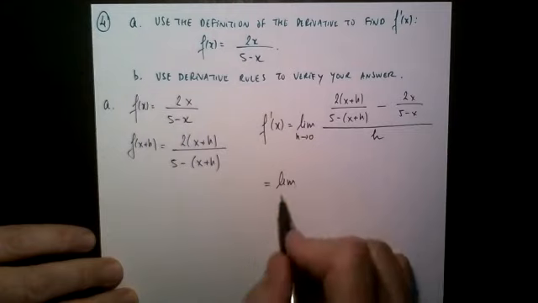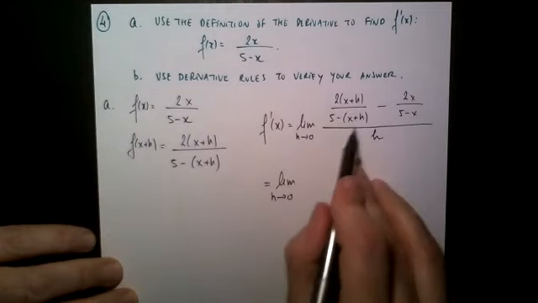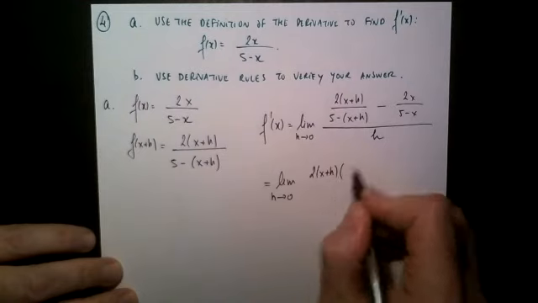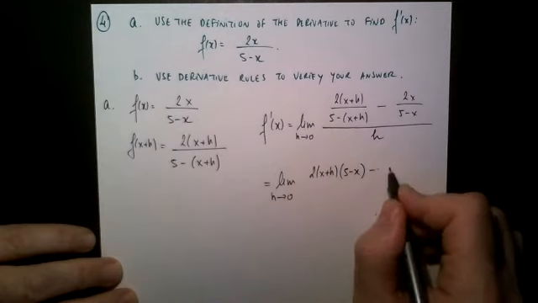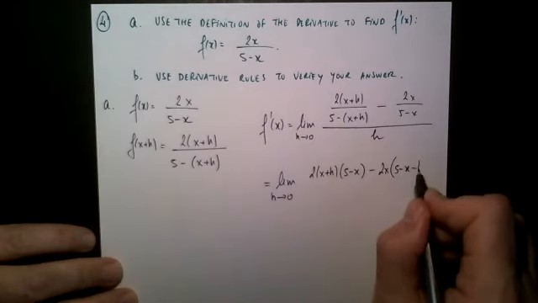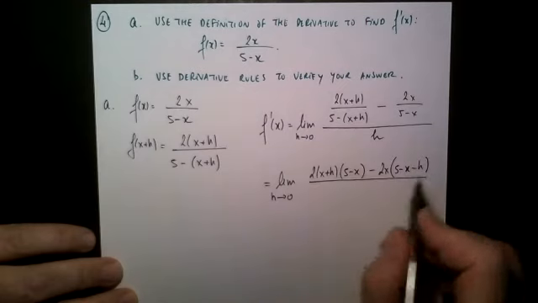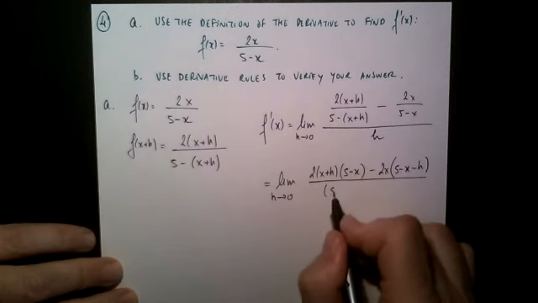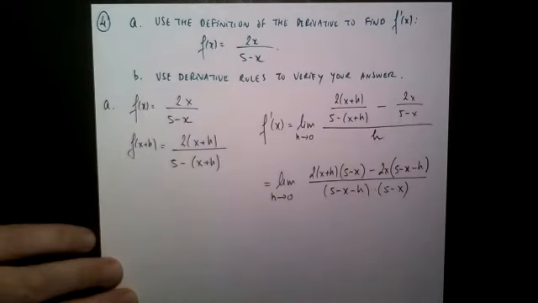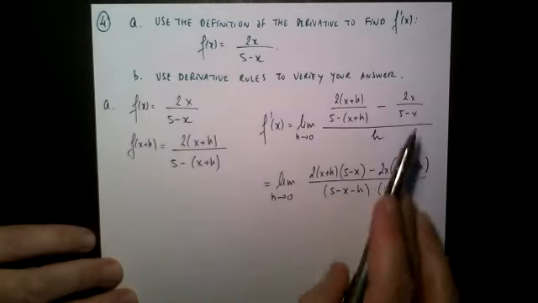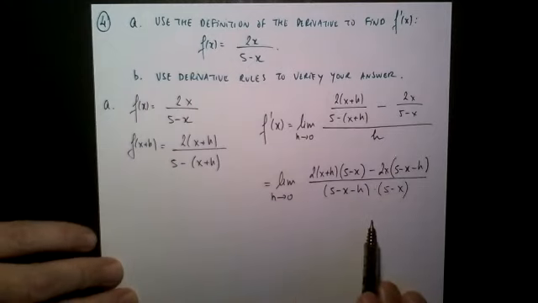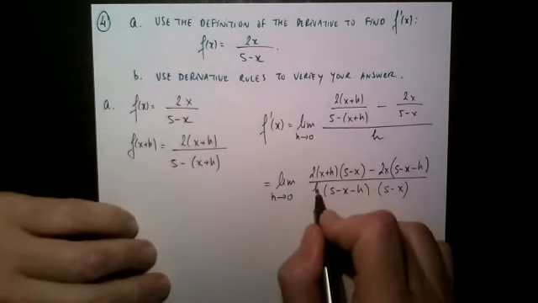Equals the limit as h approaches 0. I'm going to find the common denominator on top. 2 times x plus h times 5 minus x, minus 2x times this here, which is 5 minus x minus h, over the common denominator of 5 minus x minus h times 5 minus x. Good. This is the top simplified. And all this divided by h, or times 1 over h. So basically I could just put h here.